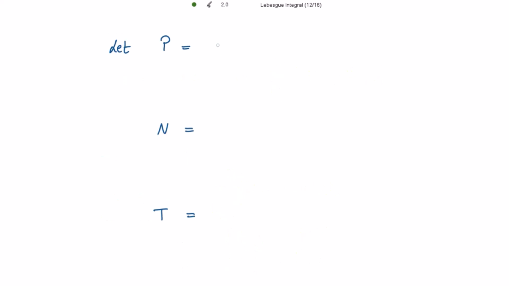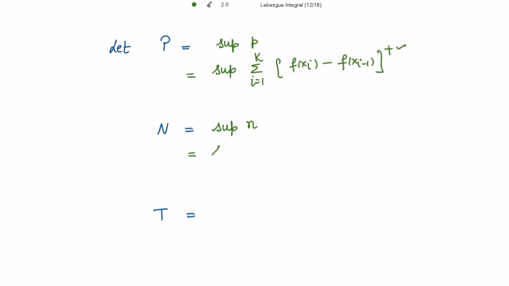Let's take capital P to be the supremum value of small p, that is equal to the supremum of, what is small p? It is the summation, i going from 1 to k, of f(xi) minus f(xi minus 1), and is the positive variation. Because it is a positive variation, we write plus at the top. And then capital N is taken to be the supremum of small n, that is equal to the supremum of taking the summation of f(xi) minus f(xi minus 1), that is for the negative variations.